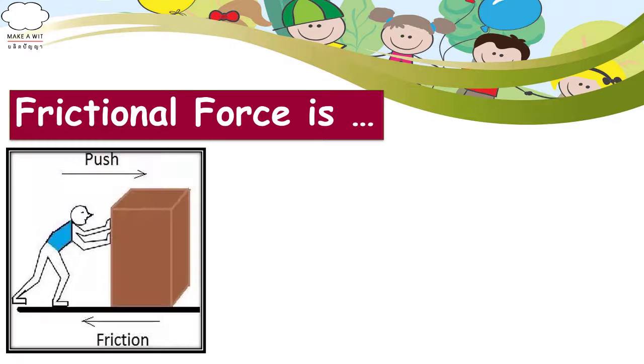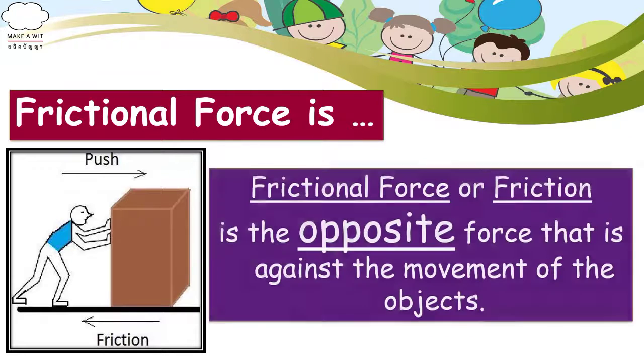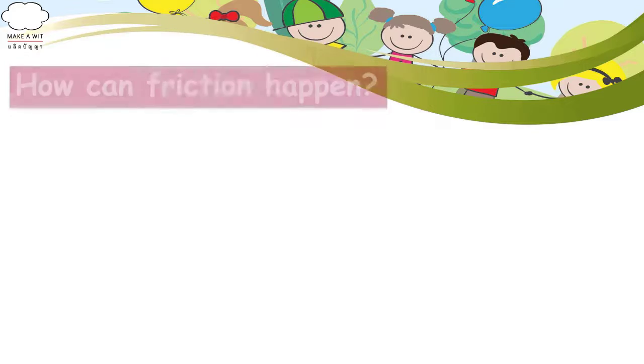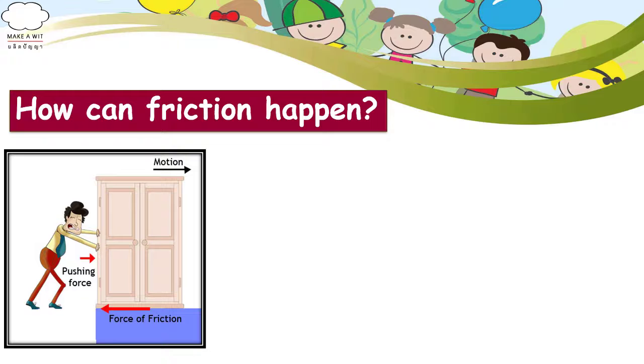So, the frictional force or friction is the opposite force that is against the movement of the object. Look at the picture again. The boy is pushing the box to the right and the friction is going to the left. Can you see? The friction is the opposite force that is against the movement of the box. Alright, understand?